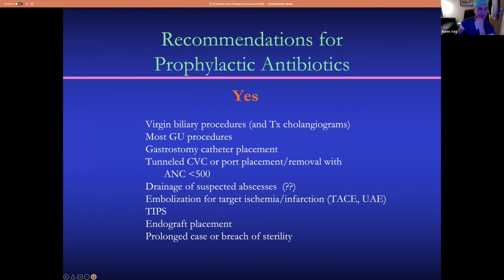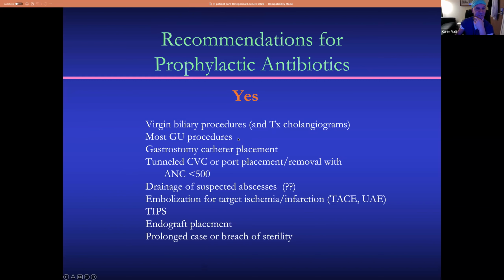So again, there are lists in the IR labs of this. You don't have to memorize them, but you will get to know them over time. These are the recommendations for prophylactic antibiotics, and over the years, we have these revised every year by our infectious disease gurus. So they're kind of in line with what we think should be done. So yes, give them for virgin biliary procedures, so a new percutaneous biopsy, and for transplant cholangiograms, because they tend to be infected more than others.